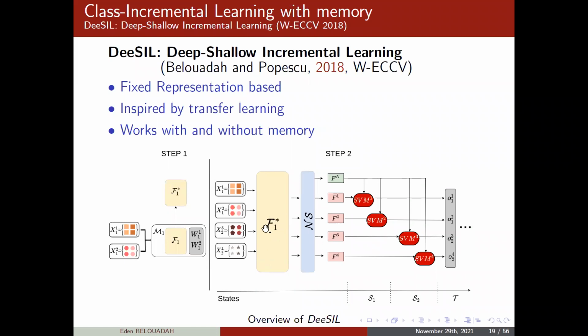So here in the second step, I have my fixed representation that we will use to extract the features of all the future classes. And we train one SVM per class to learn the classes incrementally. So the SVMs need positives and negatives to be trained. The positives of each SVM are the feature vectors of the associated class, and the negatives of the SVM are selected with a negative selector component that we developed. The advantage of DSL is that it works with and without memory of the past.